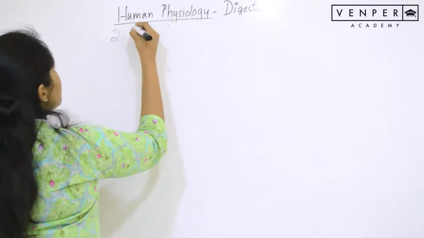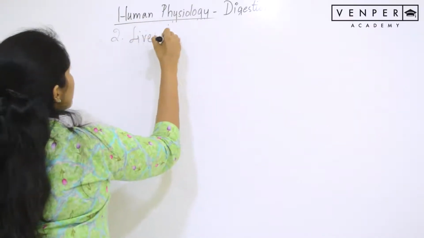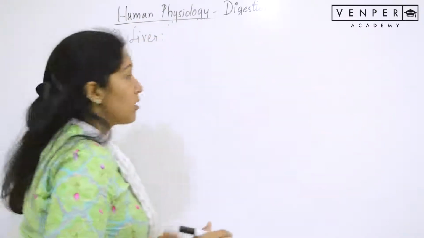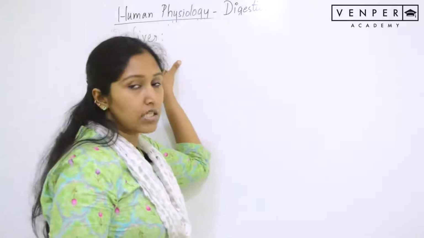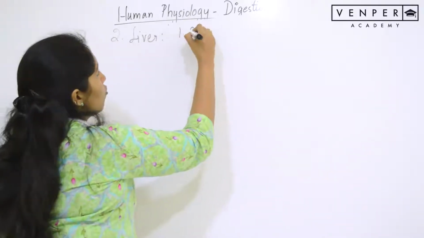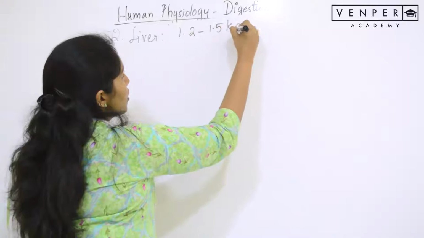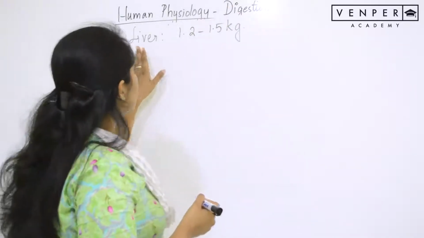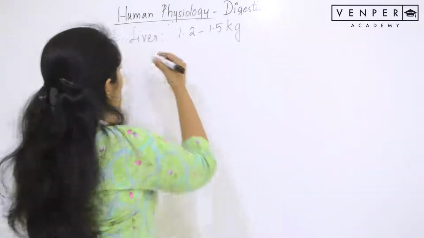The second is the liver. The liver is quite important because it is one of the largest glands in the body, weighing around 1.2 to 1.5 kilograms. And the liver secretes bile, we all know.